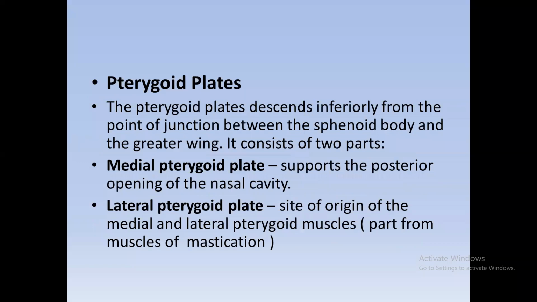The pterygoid plates descend inferiorly from the point of junction between the sphenoid body and the greater wing. It consists of two parts. Medial pterygoid plate supports the posterior opening of the nasal cavity, and lateral pterygoid plate is a site of origin of the medial and lateral pterygoid muscles, part of the muscles of mastication.